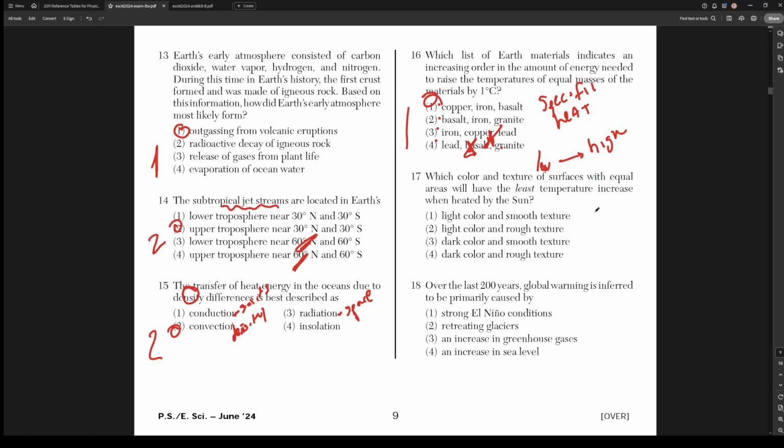Which color and texture of surfaces with equal areas have the least temperature increase? So we don't want them to absorb. No absorb. So that's going to be light color and smooth. That's the best reflector. If it said the most, you would have picked dark and rough. Over the last 200 years, global warming is inferred to be primarily caused by what? It's an increase in burning fossil fuels, like CO2 releasing in the air. Methane's another greenhouse gas. Water vapor is another greenhouse gas. So it's going to be an increase in three greenhouse gases.